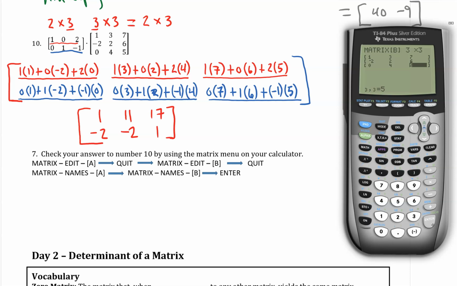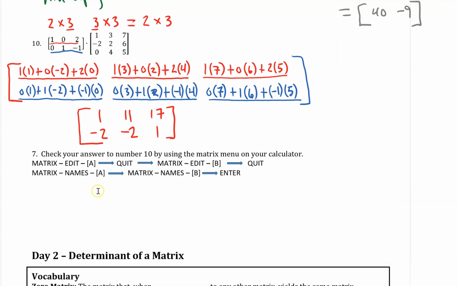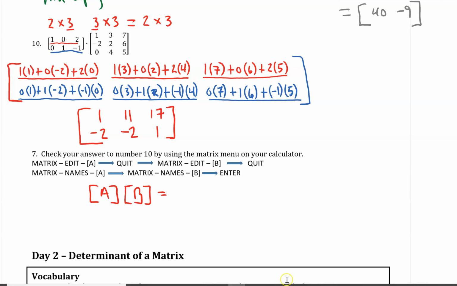Now I'm going to get out of here. So you've got to go to quit. You're going to say second and mode to get out of there and go back to the main screen. Now what I want it to say is matrix A. So let me show you. It's going to say matrix A, and I'm going to multiply that by matrix B. Multiplication here. So this is what I want it to say. And I'm going to look and see that that's the case when I actually bring this up.